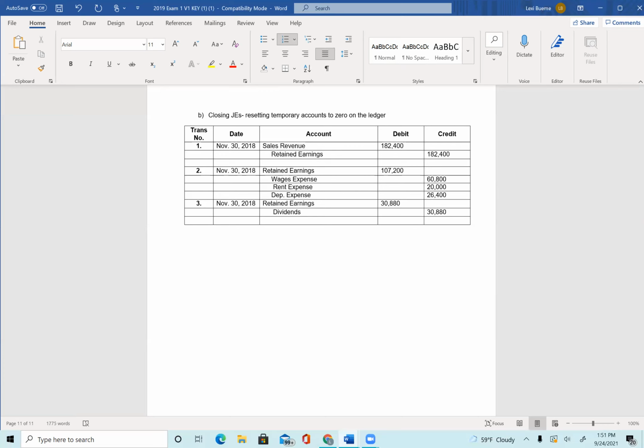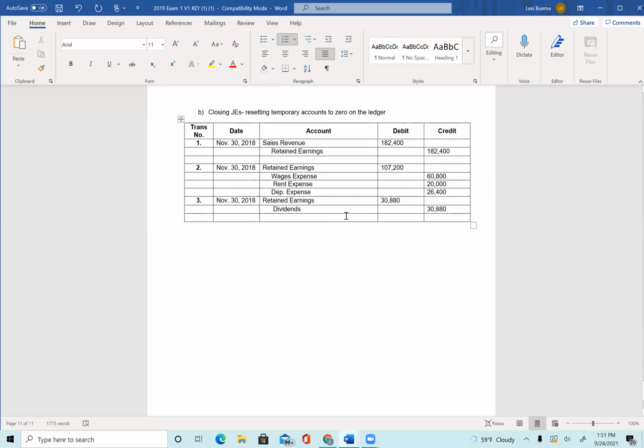They have to be closed to a permanent account. So that's why we're using retained earnings. So this sales revenue, we're taking this amount right here, which was from up above. And then we're going to credit the retained earnings account because like I said, you have to put it to a permanent account. Retained earnings is very similar to income. It's kind of like just a holding account. So that's why you can just credit it to that account.